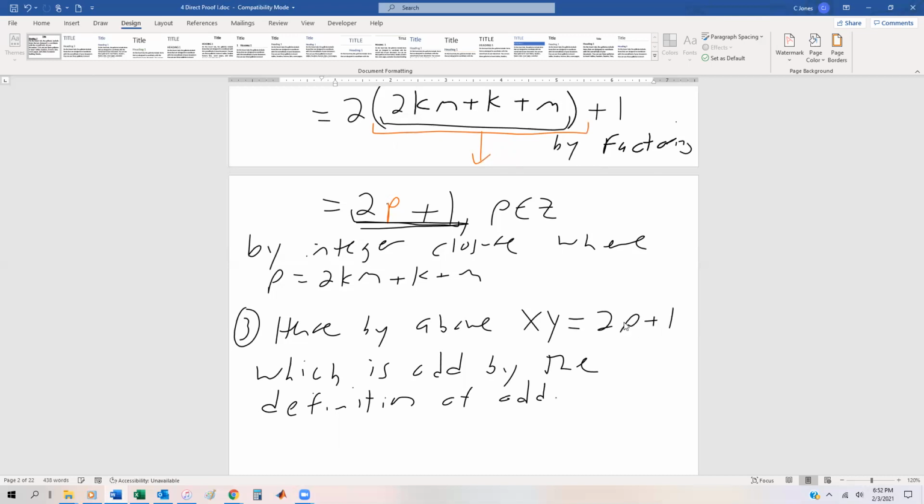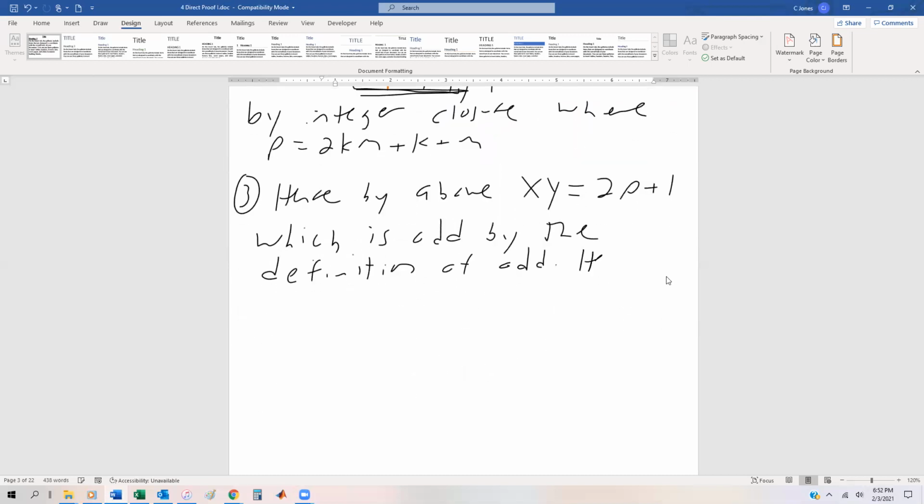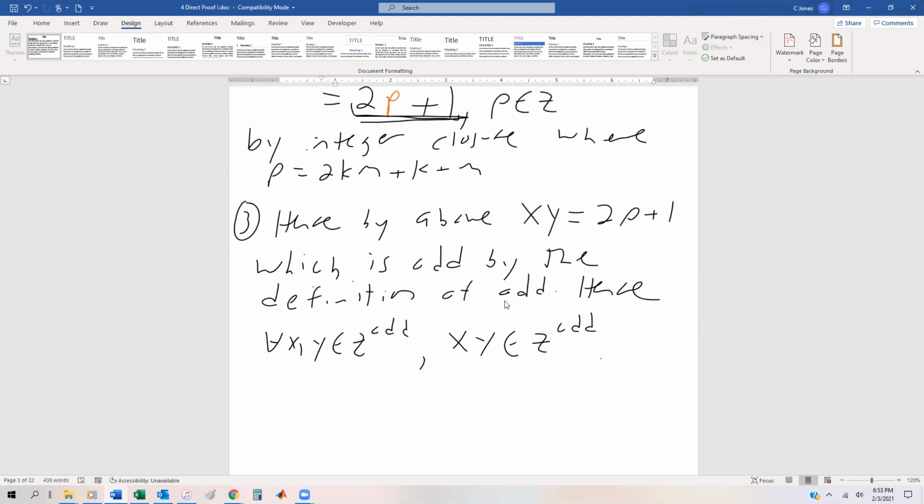And then finally, what we can say, hence, for all x, y in Z odd, xy is in Z odd. And that's our concluding statement. Whenever we draft a proof, it's self-contained, meaning that we don't have to go outside of the proof to resurrect any sort of ancillary proofs or anything of that nature.